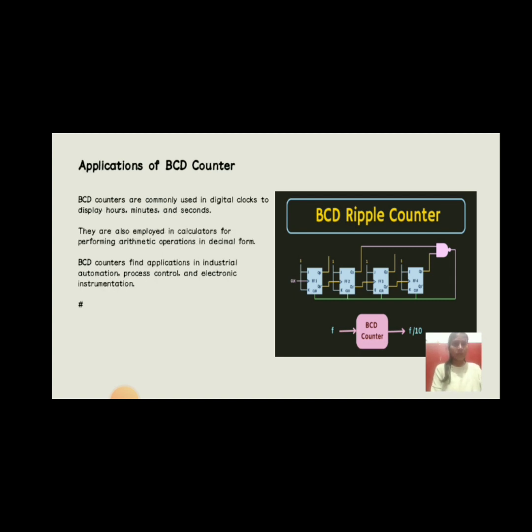Applications of BCD counter. BCD counters are commonly used in digital clocks to display hours, minutes, and seconds. They are also employed in calculators for performing arithmetic operations in decimal form. BCD counters find application in industrial automation, process control, and electronic instrumentation.